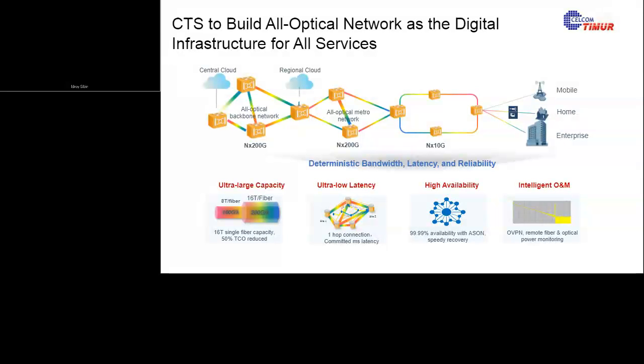And then the last one will be intelligent operations and maintenance with OVPN, embedded OTDR functions and optical power monitoring. Proactive operations and maintenance can be achieved.